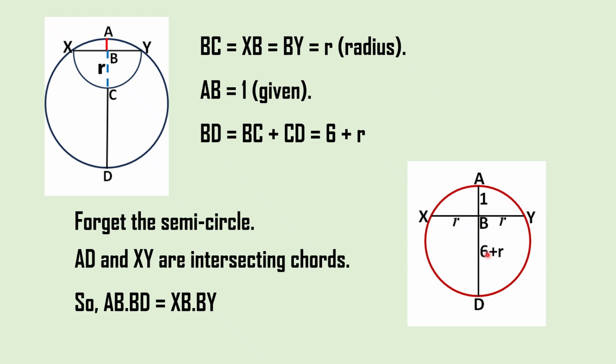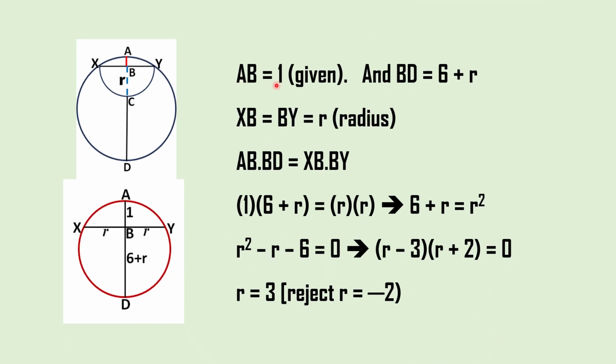So forgetting the arc of the semicircle, considering only the diameter of the semicircle and the diameter of the circle, we get two intersecting chords. So the product of AB into BD will be equal to the product of XB into BY. AB equal to 1 given, BD equal to 6 plus R, and XB and BY each equal to R. So 1 into 6 plus R equals R into R.